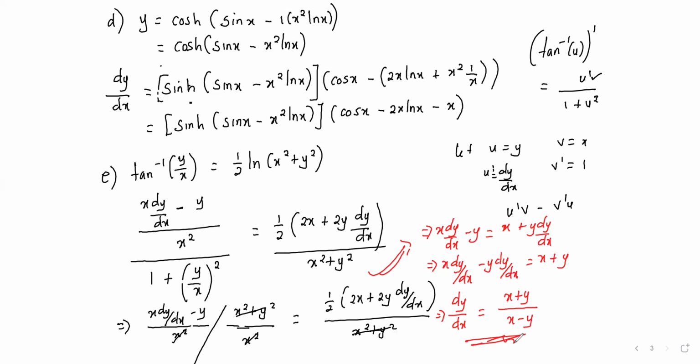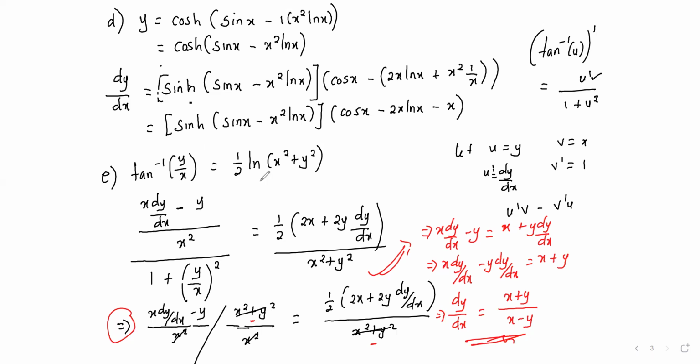Where you need to take your time is on this stage, where you should see how those things are canceling. After the common denominator, x squared down there, you have x squared plus y squared on top over x squared. Then the x squareds cancel. Then these ones, when you cross multiply, again they will cancel. Then you end up having dy/dx equal to x plus y over x minus y. Okay, that was E.